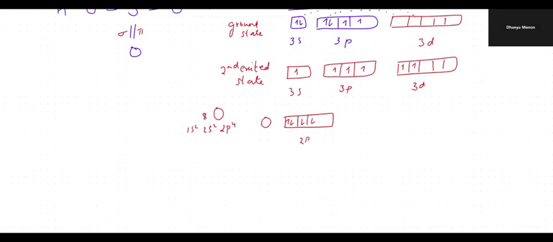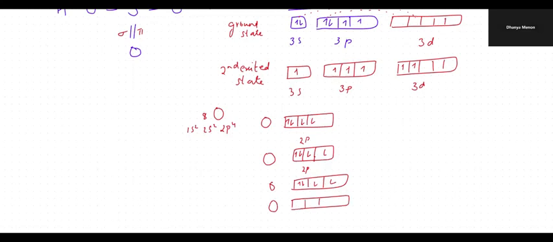Okay, this is the first oxygen. Second oxygen also the same way, 2p, 1, 2, 3, 4. Third oxygen, 1, 2, 3, 4. Fourth oxygen, 1, 2, 3, 4. Okay, so oxygen is now ready.